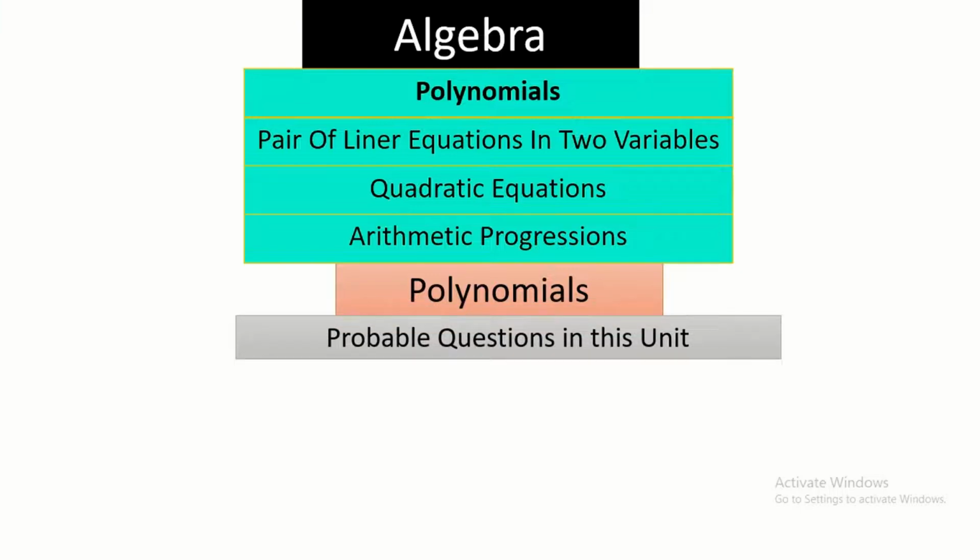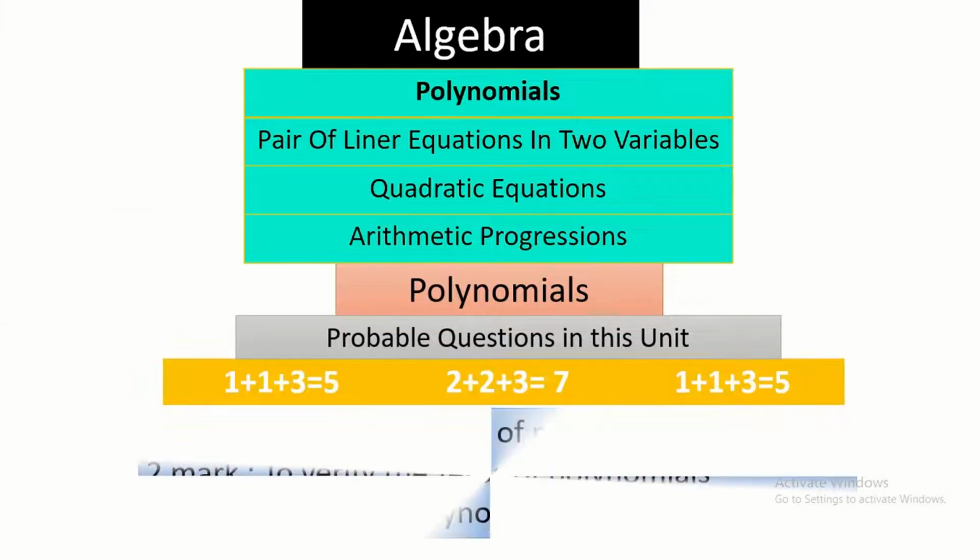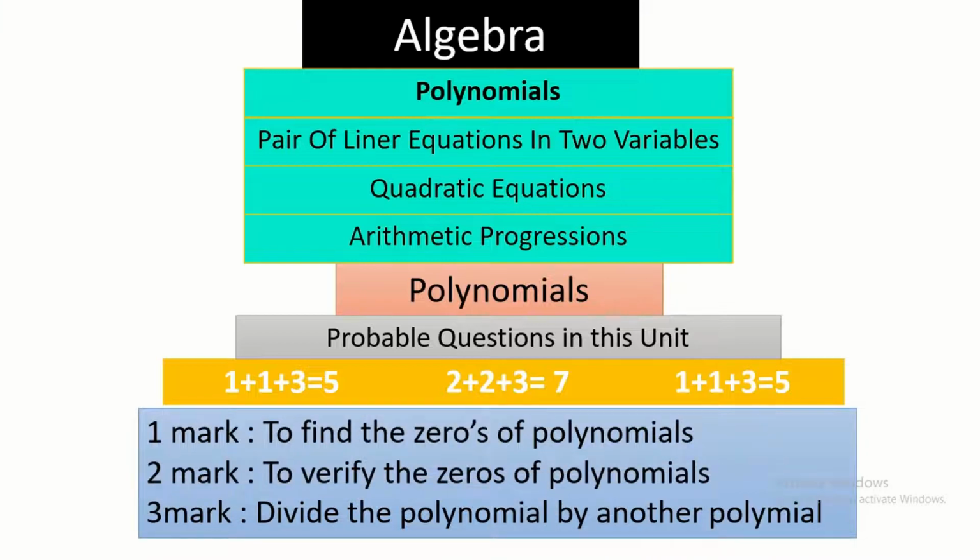The probable questions in this unit may be 1 mark 2 questions and 3 marks 1 question, totally 5 marks. Or it may be 2 marks 2 questions and 3 marks 1 question. Or it may be 1 mark 2 questions and 3 marks 1 question, totally 5 marks. In this type there are 3 question papers. These are the 3 question papers comparison in this polynomials unit.